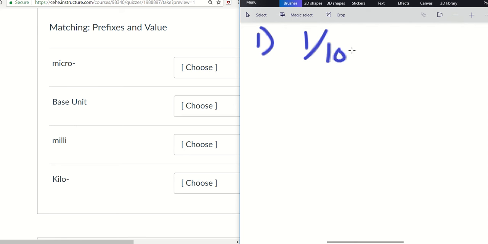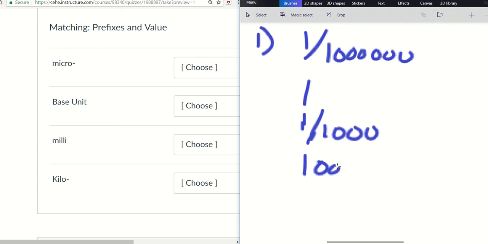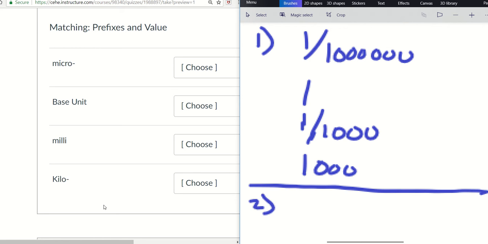1/1 millionth is micro. Base unit has a value of 1. Milli means 1/1000th, and kilo, of course, means 1,000. So they're just modifiers for our base units.